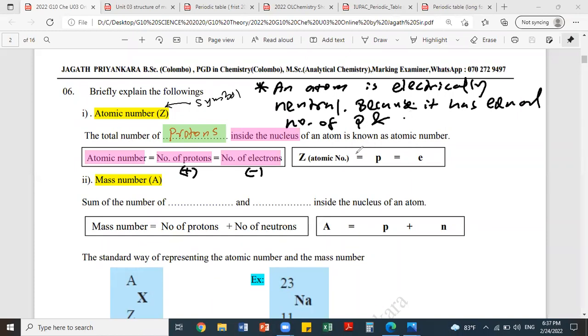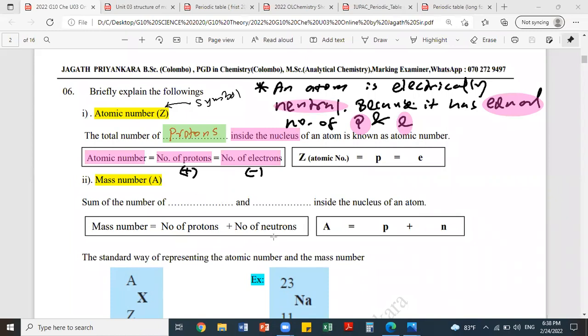Protons and neutrons. Equal number of protons and neutrons. I'll highlight this pink. Why neutral? Because equal number of, sorry, not protons and neutrons, protons and electrons, sorry about that. Equal number of protons and electrons in an atom. Is that clear? Right. Then next one. Okay, one more thing.